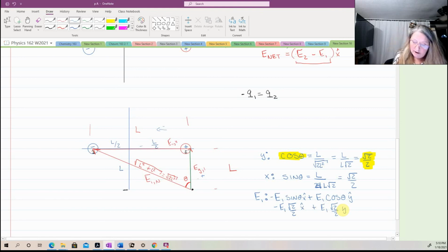Now, let's go ahead and define what E1 is. Well, we figured out what the distance is. Remember, E is kq over r squared, the charge creating it over the distance away it is, squared. In the process of figuring out our x and y components, we figured out what the hypotenuse is, so we know what r is. So r squared equals 2L squared, so r equals L root 2.